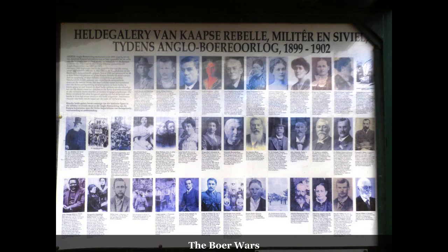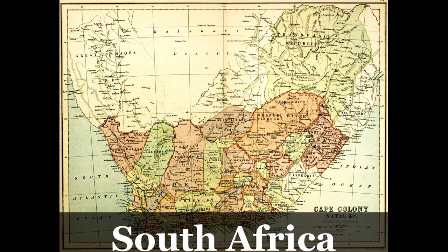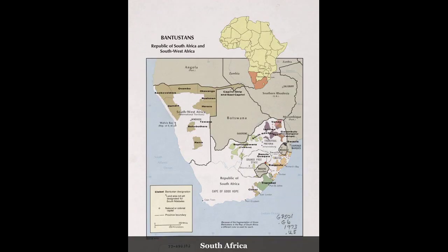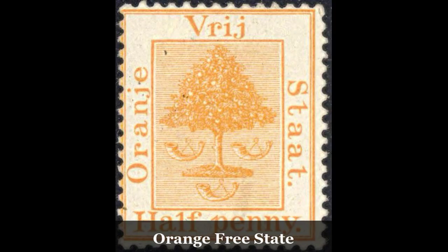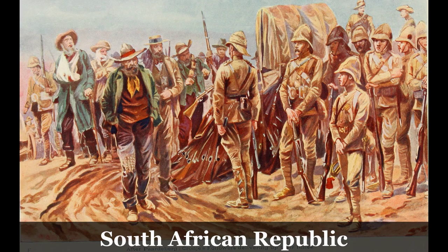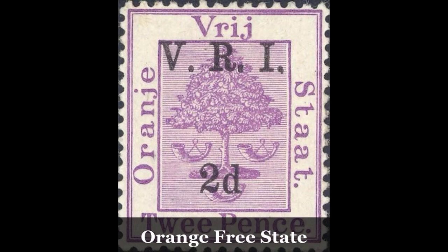Today, we embark on a fascinating journey through the tumultuous landscape of 19th century South Africa, as we delve into the complexities of the Boer Wars, a conflict that would shape the destiny of a nation and leave an indelible mark on the world stage. The Boer Wars, spanning from 1880 to 1881, were a series of clashes between the British Empire and the two independent Boer states, the Orange Free State and the South African Republic, also known as Transvaal.